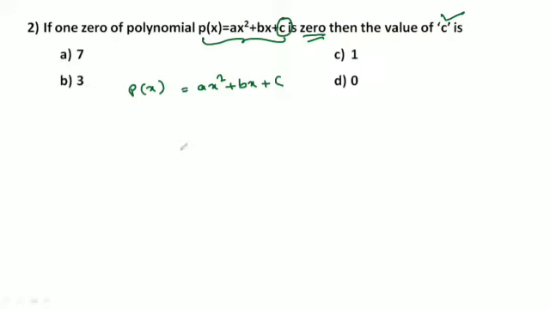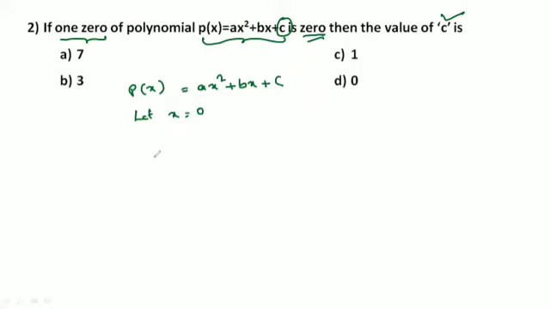Got it? Now, what he has given, children, one zero is 0, means nothing but let us substitute x is equal to 0, children. As we know, a zero of the polynomial is nothing but the value of the variable which satisfies the given polynomial, which makes it equal to 0.